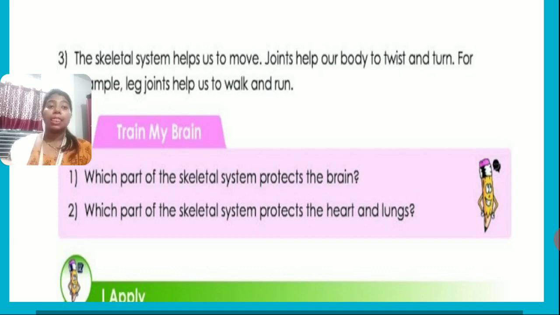Okay, children, this protection helps us to prevent any injury. For that reason, even if we are facing a serious injury, this skeletal system is protecting us. Understood? So you have to write the answers of these two questions.